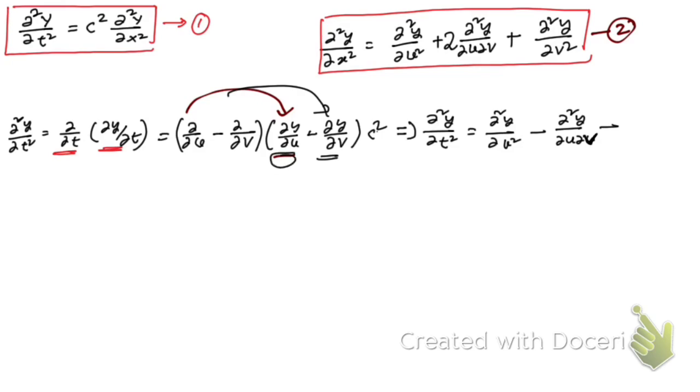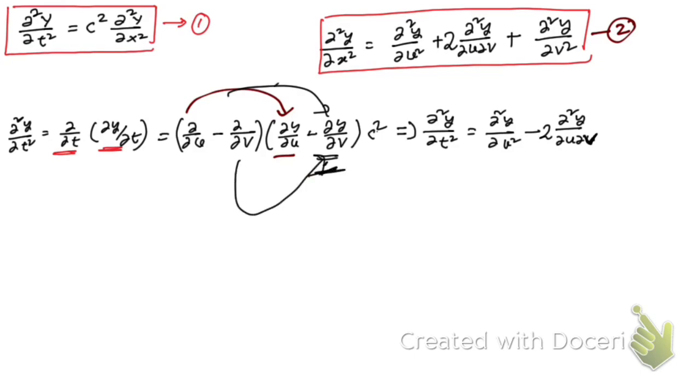If you operate this with this, then you're going to have again del 2y by del v and del u, or del u and del v, same thing. So these two terms are exactly the same, so instead of writing this, we can write here 2. Okay, we can write this way. And now let's operate this last term by this.